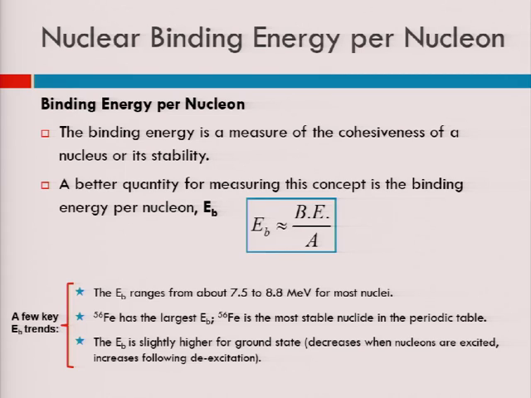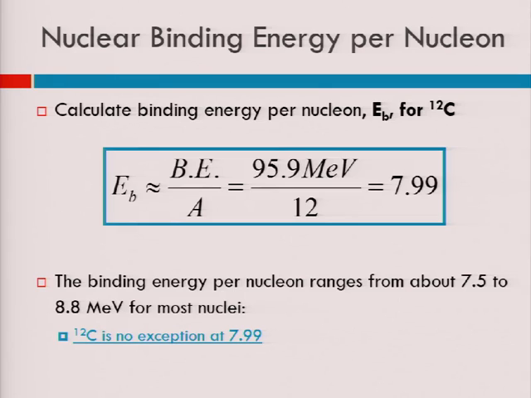So some general trends in terms of binding energy per nucleon. For pretty much every element, it's going to range between 7.5 and 8.8 for all nuclei. Iron 56 has the largest binding energy per nucleon, and it's also the most stable element on the periodic table. The binding energy per nucleon is slightly higher for nuclides in the ground state versus the excited state. Okay, so here's the carbon-12 example. We see that it works out to be 7.99, fitting right into that range of 7.5 to 8.8.